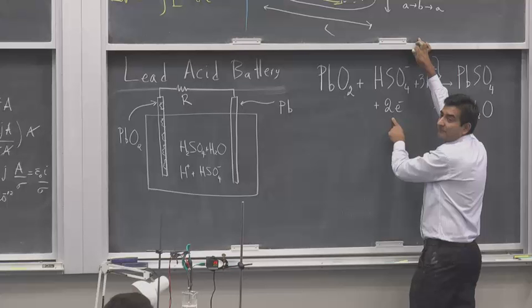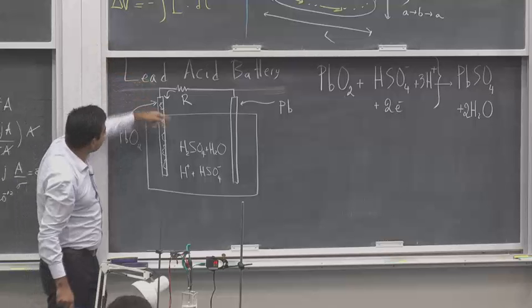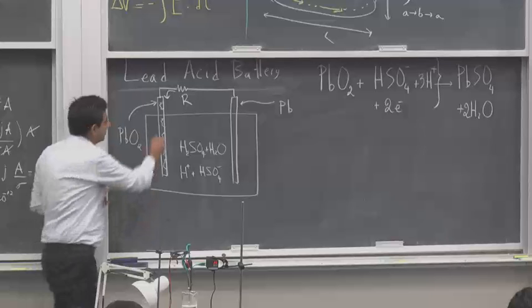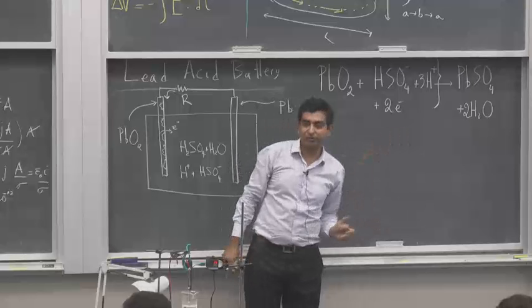These two electrons are coming in from the mobile sea of electrons inside the circuit. So electrons come in, these electrons are also available on the electrode, and they just go into solution, and this reaction takes place on the surface of this electrode, and a molecule of lead sulfate is produced, and water is also produced. So the concentration of water goes up, which means that the acid becomes dilute.